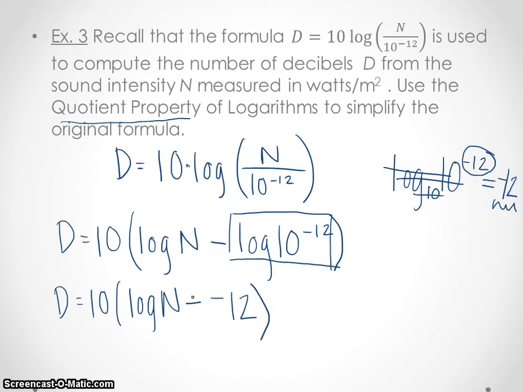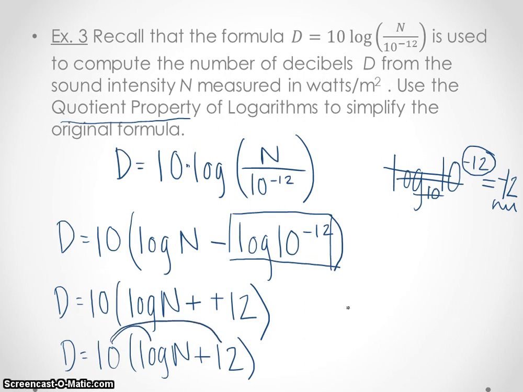Let's clean that up a bit. Boom, ching. Becomes a plus. So we have d equals 10 times log n plus 12. And then, even so, let's go ahead and distribute this 10 to make it even simpler. So we end up with d equals, remember when we distribute this to the log, it goes out front. So 10 log of n plus, and then 10 times our 12 would give us 120.